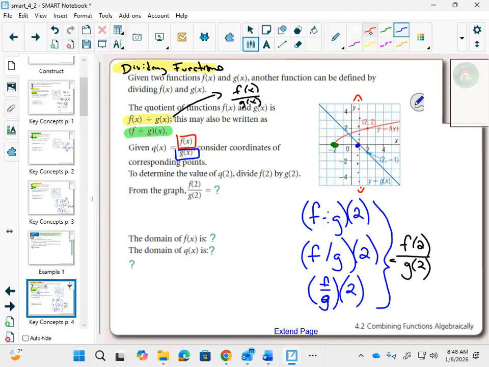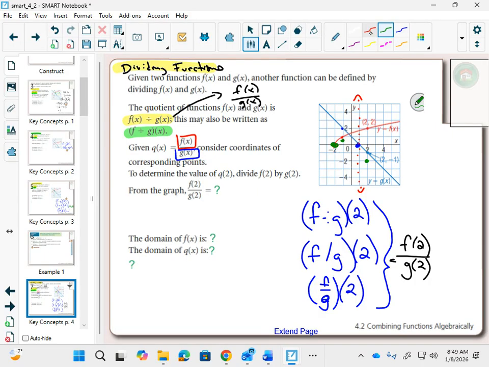Other things that I would do, I would look for nice points. So obviously they have 2 divided by negative 1. That'll be negative 2. I would choose this point right here. This point is 1 and this point is 2. If you did 1 divided by 2, you would get 1/2.